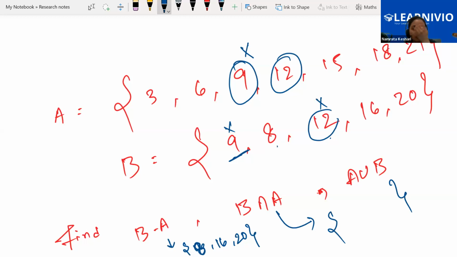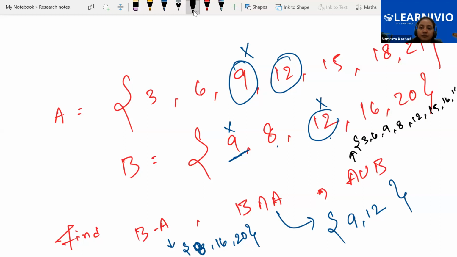B intersection A will be? 9, 12. That's it? Yeah, that's it. Intersection is only the common elements. A union B will be? 3, 6, 9, 8, 12, 15, 16, 18, 20, 21. Yeah, everything. The common elements we write only once, and the remaining elements also.